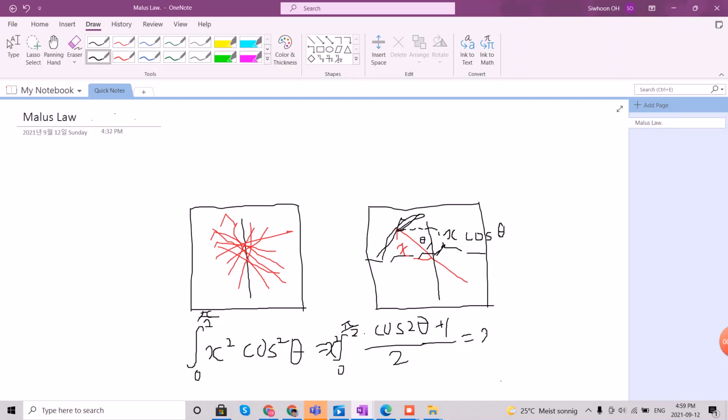And if we integrate it, it becomes sine 2 theta plus 2 theta over 4.